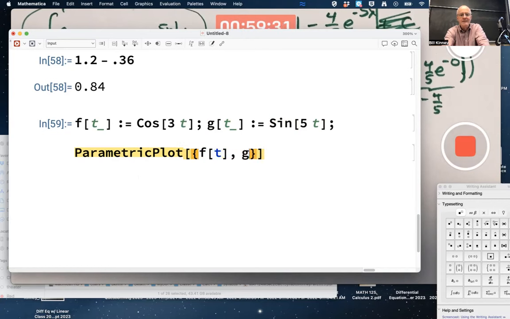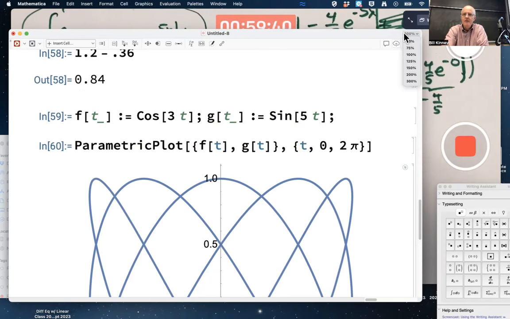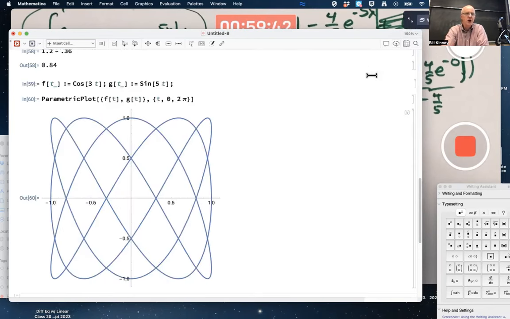like this. You put them inside curly braces. t goes from, say, 0 to 2 pi. It gives you a pretty picture. Okay? It's called the Lissajous curve.